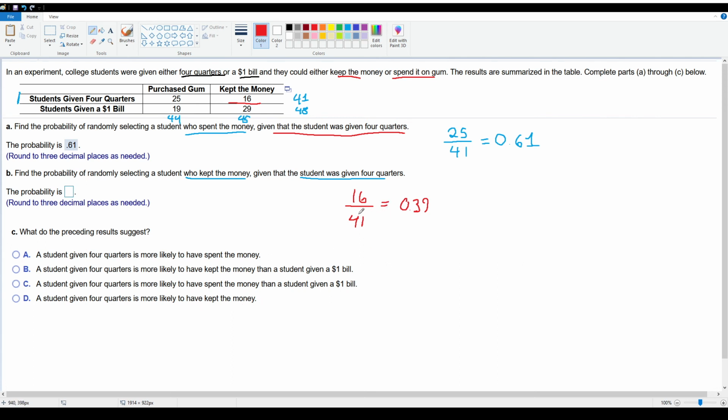Now from this, we can infer that 0.39 and 0.61, as far as probability goes, isn't too different. But we also see that of these groups, 0.61 is going to be bigger than 0.39, and 0.61 corresponds to the students who spent the money. So we can say that a student given 4 quarters is more likely to have spent the money than a student given a $1 bill.